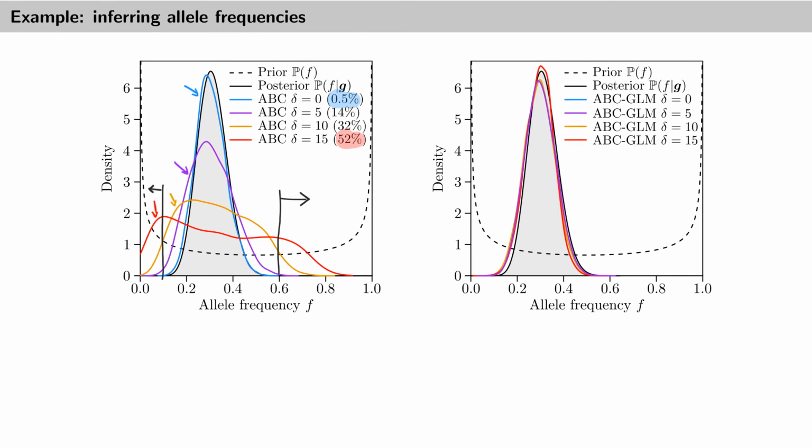Shown here on the right are now ABC-GLM posteriors obtained from the accepted simulations that were used on the left. In essentially all cases, the ABC-GLM posterior is much closer to the true analytical posterior distribution than the ABC rejection posteriors were. This includes the case of very large tolerances. So even for delta equals 15, we now get an almost exact match between the ABC-GLM posterior and the true analytical posterior distribution. This is obviously just an example, but before exploring the performance of ABC-GLM more generally, let us first reflect upon the conditions under which we expect ABC-GLM to work very well.